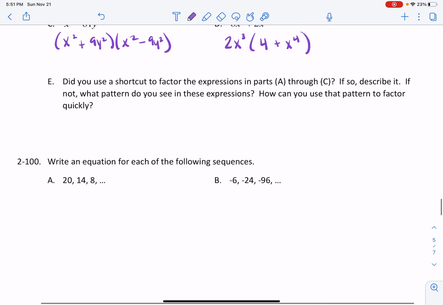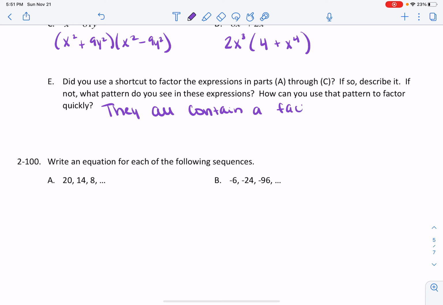So did you use a shortcut? I mean, yeah, because I was looking at it and realizing that they all contain a factor that is a difference of squares.